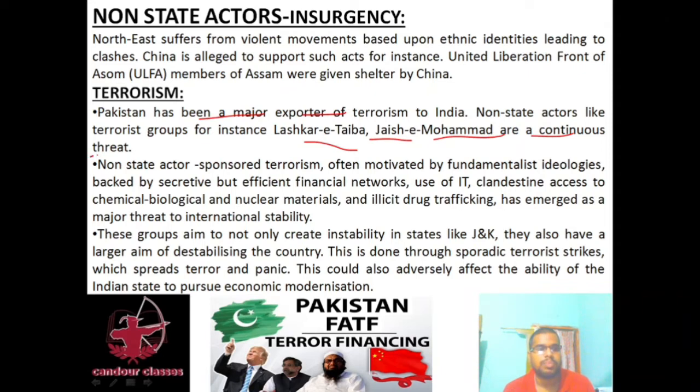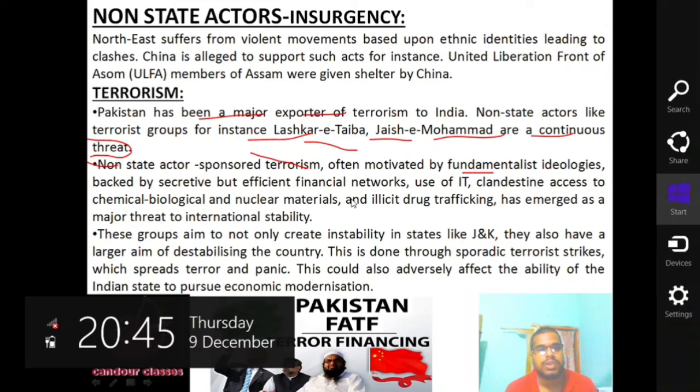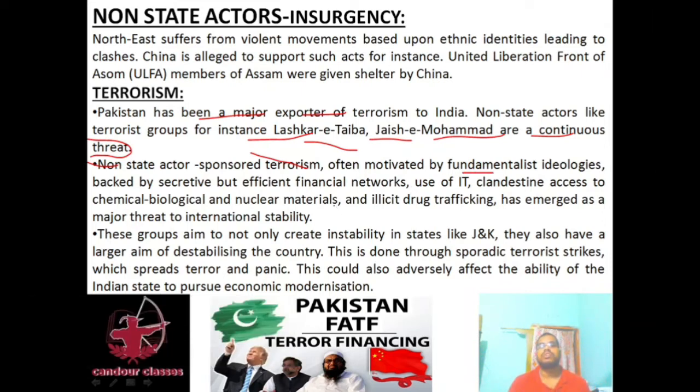Pak-occupied Kashmir is basically known for Lashkar-e-Taiba and Jaish-e-Mohammed, and the China-Pakistan nexus is also part of this. The part of Pak-occupied Kashmir which was joining India to Afghanistan was given to China as a gift from Pakistan. If that area is under the control of China, then it's quite hard to take it back. So these are also influencing terrorism activities. Non-state actors sponsor terrorism, often motivated by fundamentalist ideologies, backed by secretive but efficient financial networks, use of IT, clandestine access to chemical, biological, and nuclear materials, and illicit drug trafficking, which has emerged as a major threat to international stability.